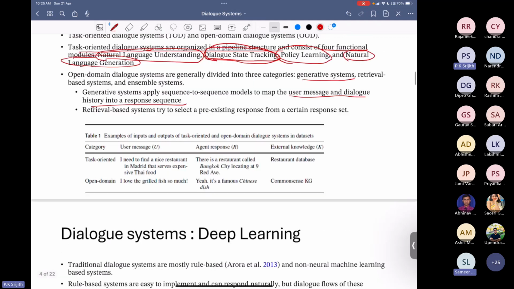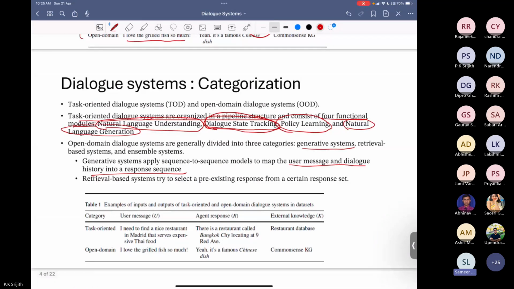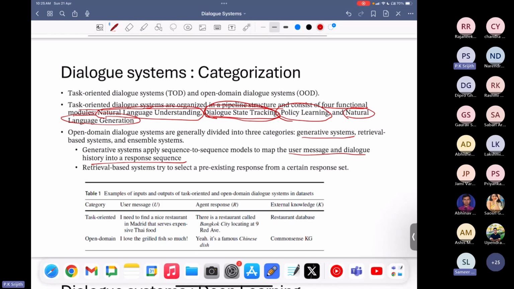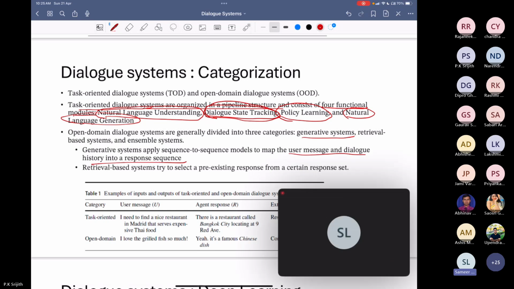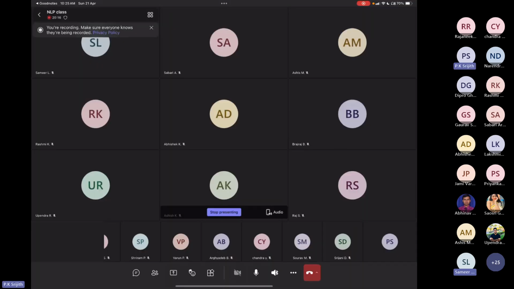Okay, so far everything is fine, right? With respect to these different modules of the task-oriented dialogue system, we will look into more detail in a later slide. I hope there are no issues with audio. Yeah.